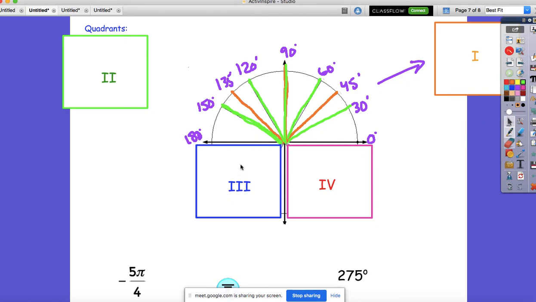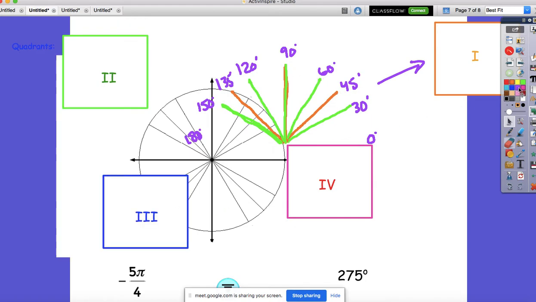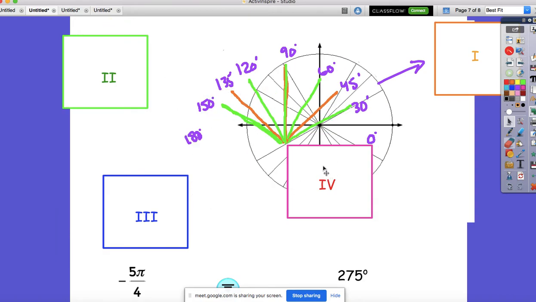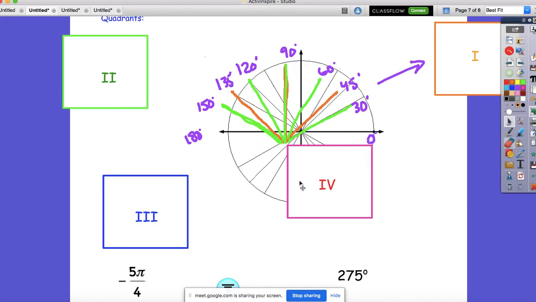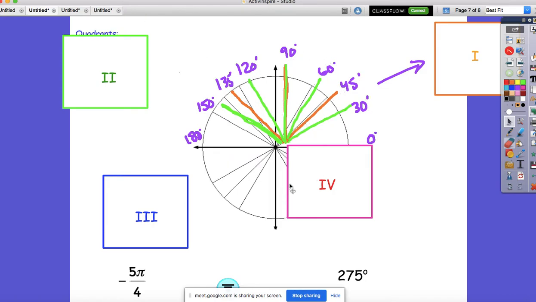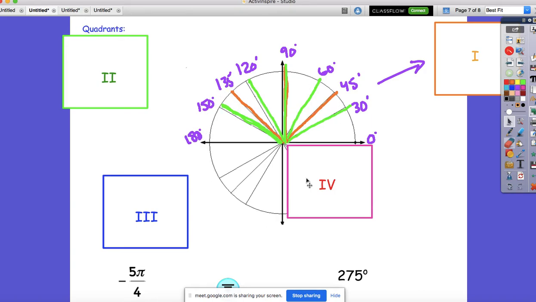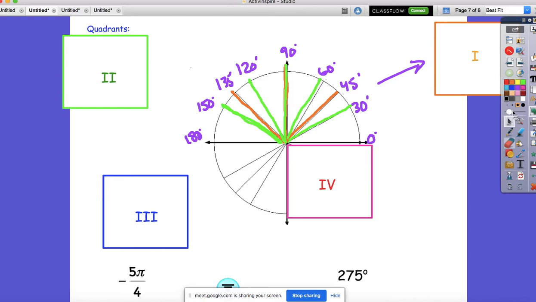And then this would be the third quadrant. I'm trying to move that. Technology is fun. I can't even get it in the right spot because it's moving so slow. Okay, I'm going to stop there. So then if I add 30 more on to 180, I get 210.